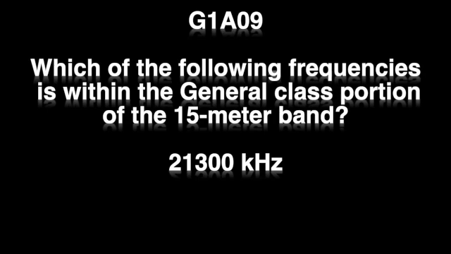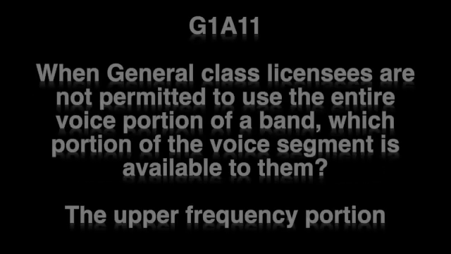G1A09. Which of the following frequencies is within the general class portion of the 15-meter band? 21,300 kHz. G1A10. What portion of the 10-meter band is available for repeater use? The portion above 29.5 MHz.